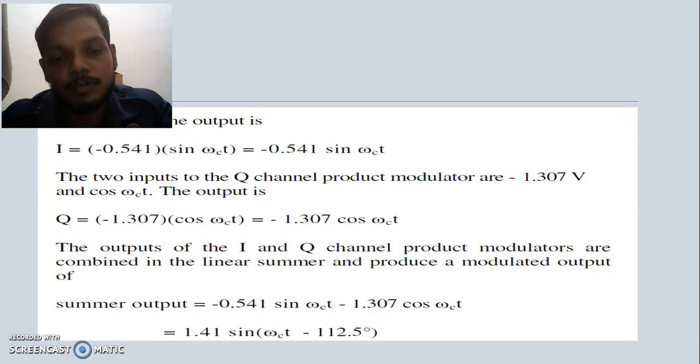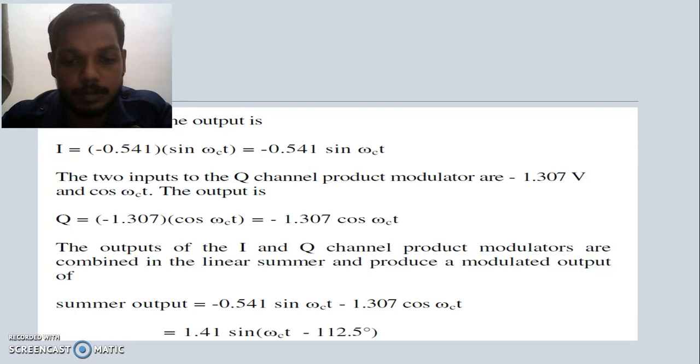The outputs of the I and Q channel product modulators are combined in the linear summer and produce a modulated output, which equals negative 0.541 sin omega ct minus 1.307 cos omega ct, which is equal to 1.414 sin(omega ct minus 112.5 degrees).